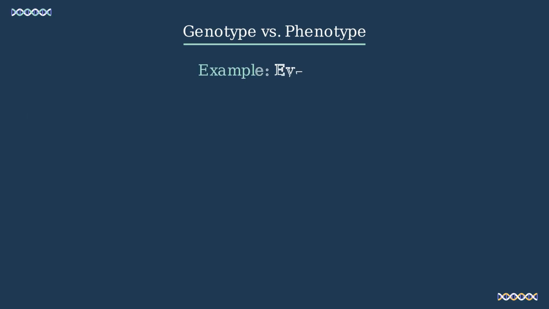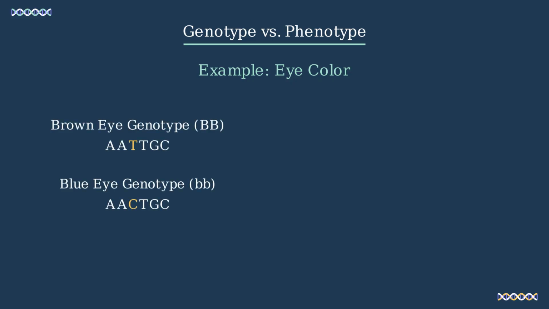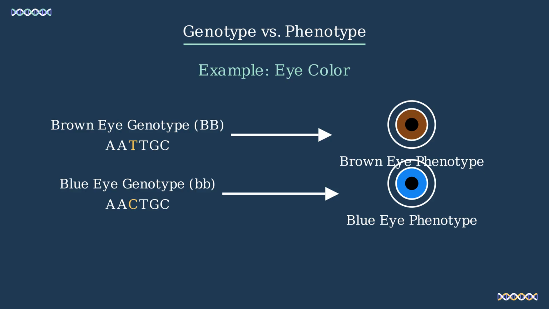Let's understand this with a simple example of eye color. The genes that code for eye color represent the genotype. Different gene variants determine whether a person will have brown or blue eyes. The actual eye color we observe, whether brown or blue, is the phenotype, the physical expression of those genes.